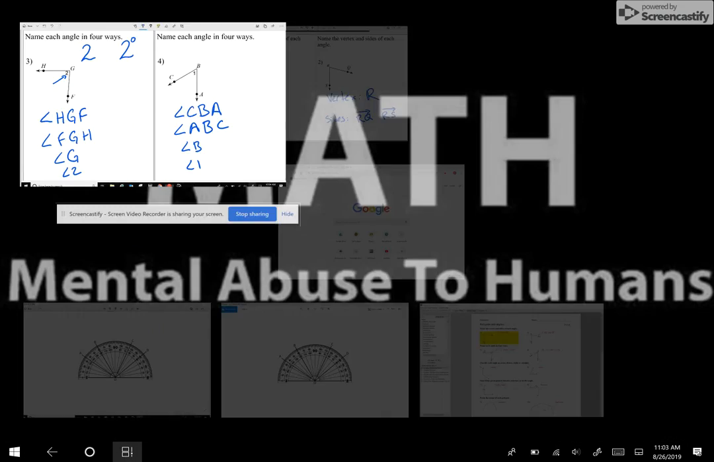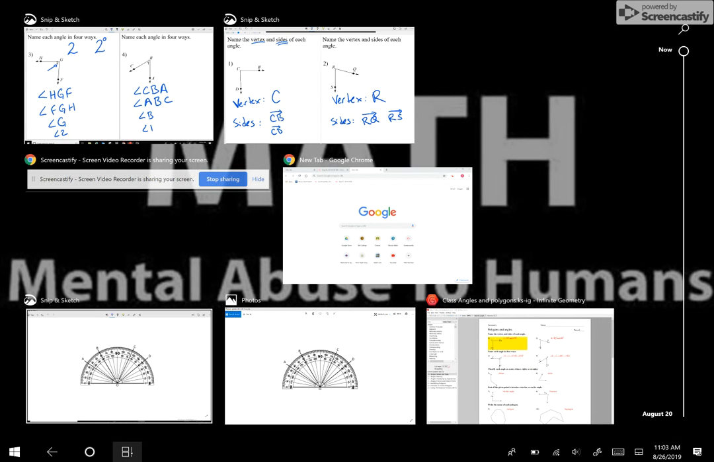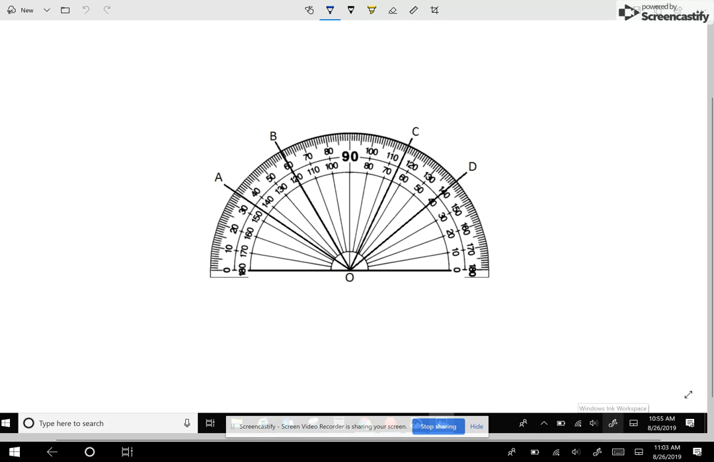Now, when it comes to measuring angles, we're going to use protractors. Protractors look like a little semicircle. The protractors have numbers on the outside. If you notice my zeros on the left, and I go all the way to 180 on the outside. Now, looking on the inside, my zeros on the right, and I go all the way to 180.